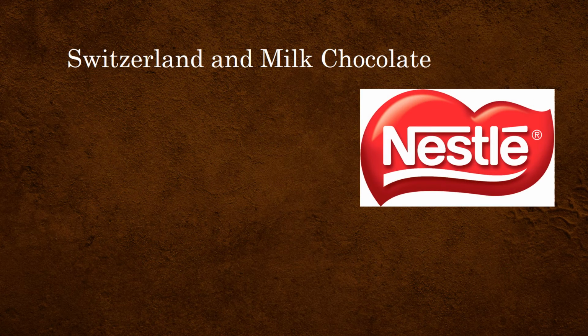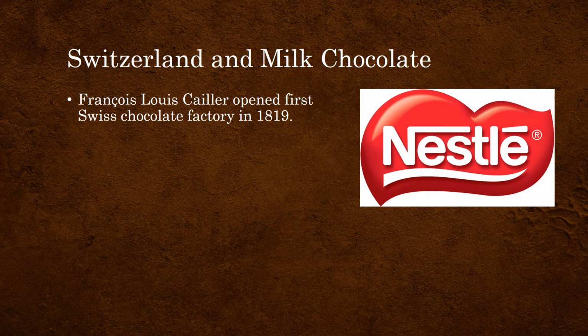One further innovation is required to produce the type of chocolate that most of us are familiar with today, and that innovation would occur in Switzerland. Switzerland was an early center for industrial chocolate production. François-Louis Callier opened up the first Swiss chocolate factory in 1819, although this was still to produce a chocolate drink, not a solid chocolate. And in 1826, the Swiss were producing chocolate by industrial means.